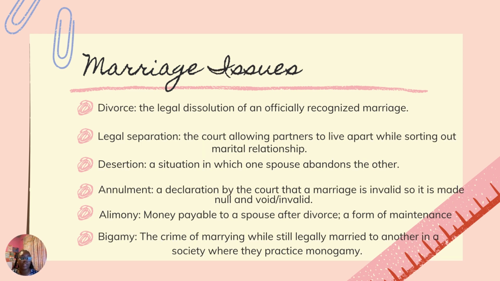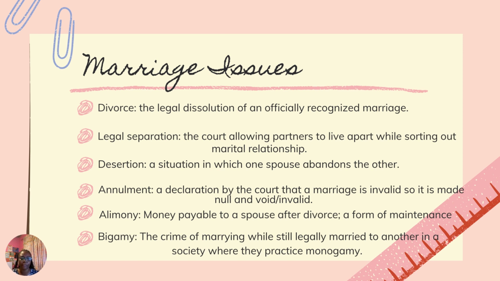The next terms are related to marriage issues because if we have marriage, we're going to have issues. So the first term is divorce. And divorce is the legal dissolution of an officially recognized marriage, or the legal ending of an officially recognized marriage. So we need to include the term legal, and divorce ends a marriage, so it is the legal ending of a marriage.